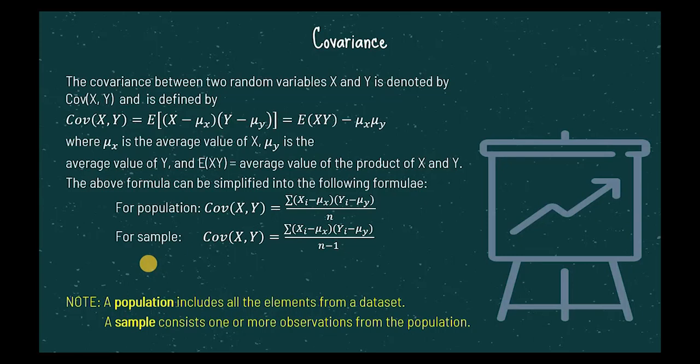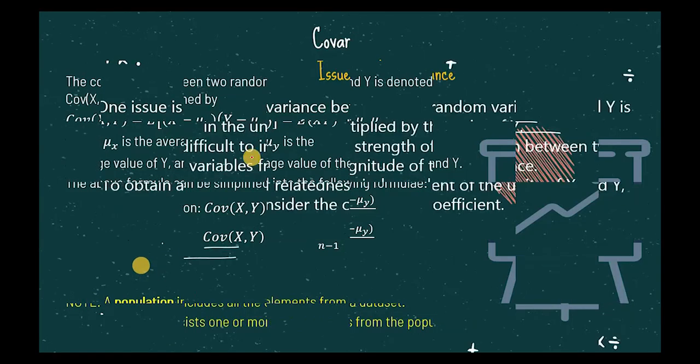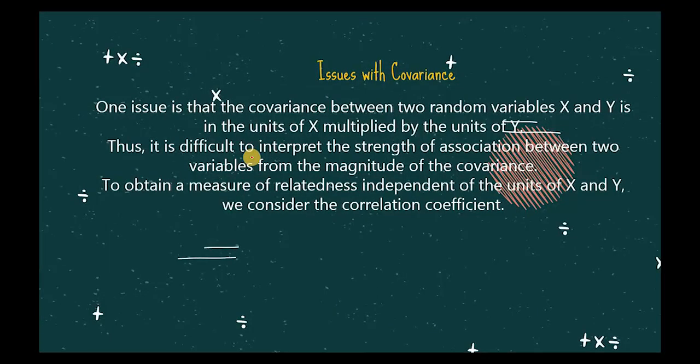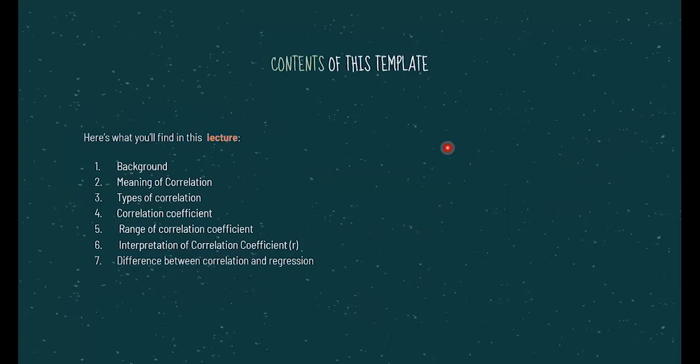In this video, we will discuss only correlation analysis, how to find correlation between two populations or samples, and the issues with covariance. One issue is that the covariance between two random variables x and y is in the units of x multiplied by the unit of y. So it is difficult to interpret the strength of association between two variables, because the magnitude of the covariance is a result of multiplication of the units of x and y. So the magnitude does not tell us any story. To obtain a measure of relatedness or independence of x and y, we have to consider something other than covariance.